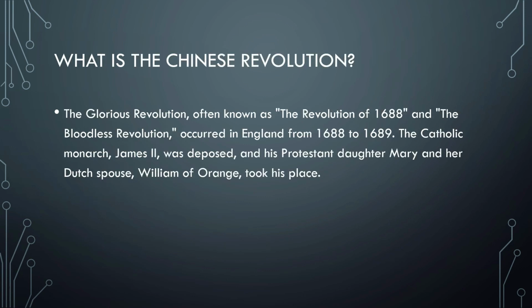What is the Glorious Revolution? The Glorious Revolution, often known as the Revolution of 1688 and the Bloodless Revolution, occurred in England from 1688 to 1689. The Catholic monarch James II was deposed, and his Protestant daughter Mary and her Dutch spouse William of Orange took his place.